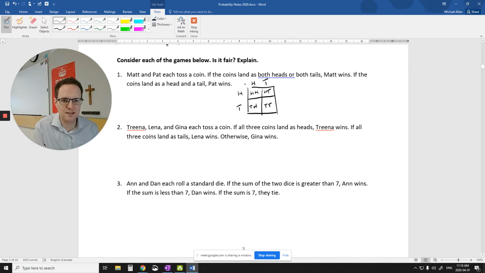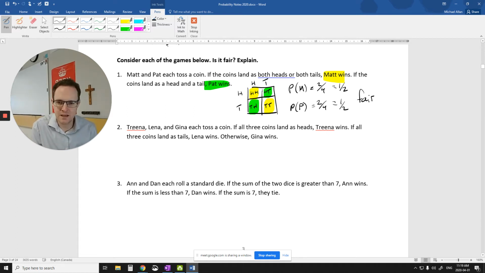Matt wins if they're both heads or tails, so Matt would win in this one or this one. And then Pat will win if it's tails and heads, so Pat will win in that situation. So the probability of Matt is 2 out of 4, and the probability of Pat is 2 out of 4, which is a half for both these cases. So yeah, this is a fair game.